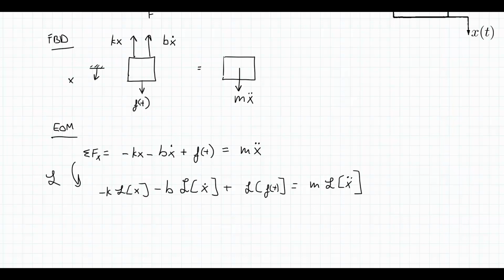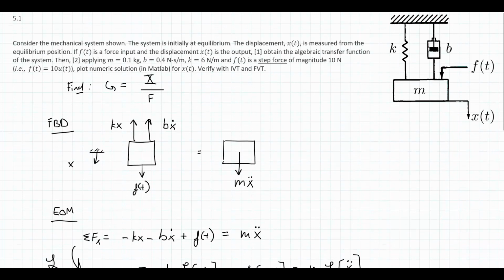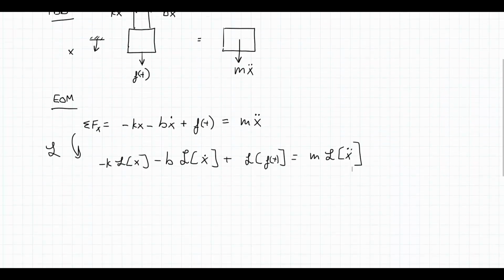X is a function of time, as is f. But what we also want to remember is this system started at equilibrium. It's initially at equilibrium. We start the timer, then we apply this force, this f of t. So x of 0 is 0, x dot of 0 is 0, is what that means. And that's going to be true anytime we're working with transfer functions, because the transfer function depends on initial conditions all being 0. And we'll see how that makes the Laplace transform also much easier.